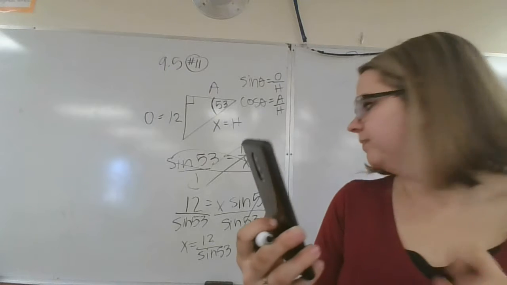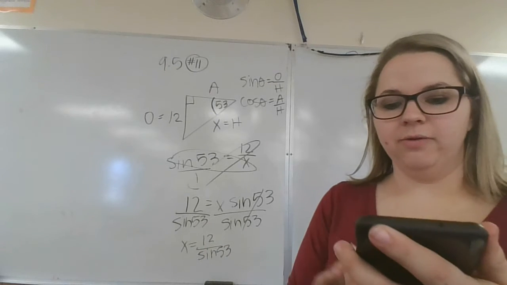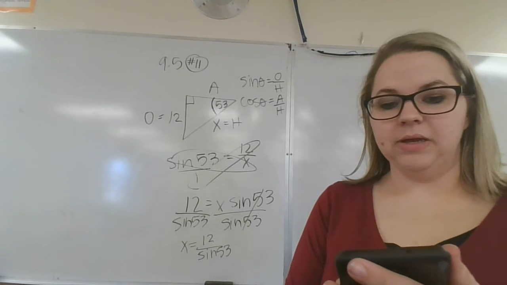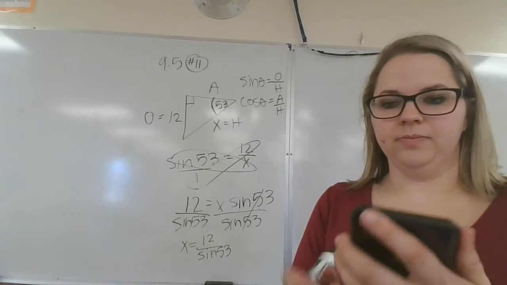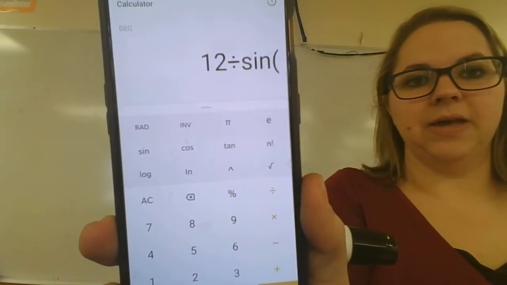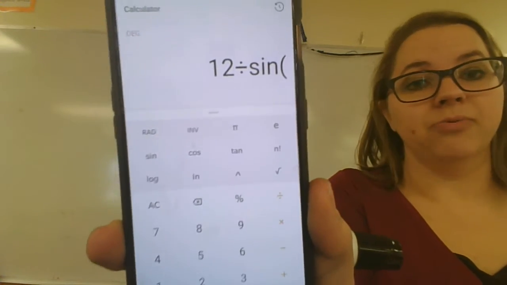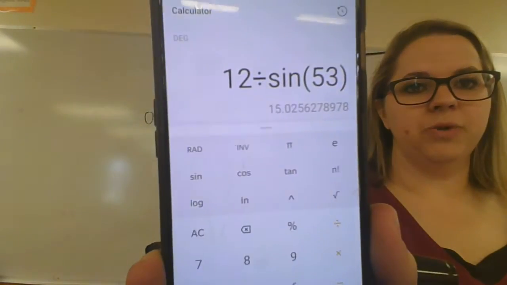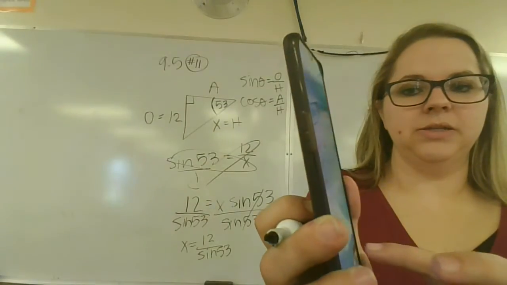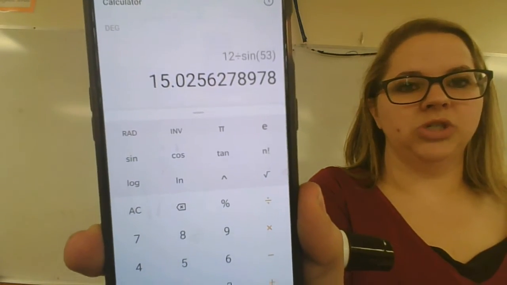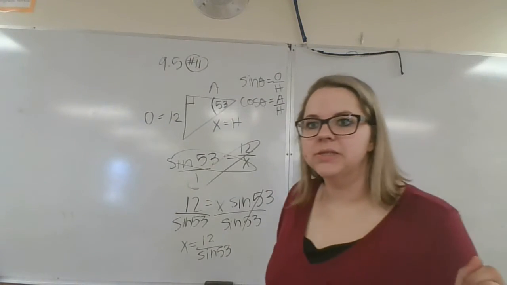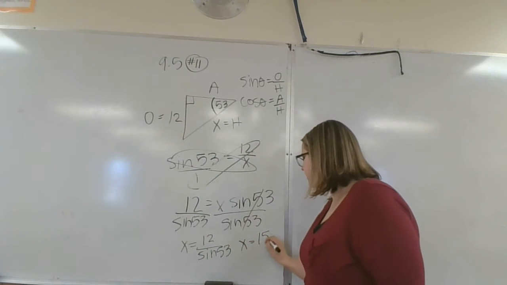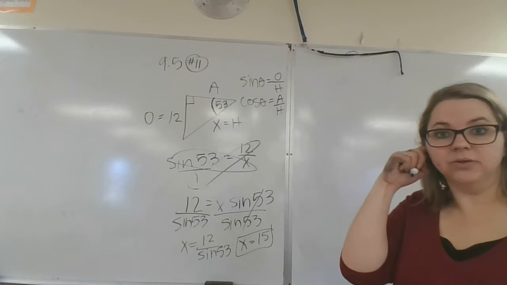First we have 12. Clear this out. We have 12 divided by sine. So it looks like that, sine. Now I'm going to put 53 in here and then close my parentheses. That's what you want it to look like. And your answer there is 15.02. But it says round to the nearest whole number, so we just want 15. So x equals 15. And that's your answer.